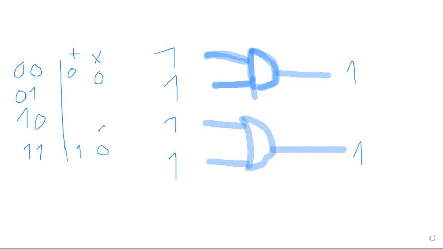Basically, the differences are in the mixed combinations. In the case of the OR, it's a sum of both terms. So if you have any of the inputs as 1, the output will be a 1. On the contrary, for the AND gate, it's like a multiplication of both inputs. 1 times 0 is always 0. And 0 times 1 is always 0.